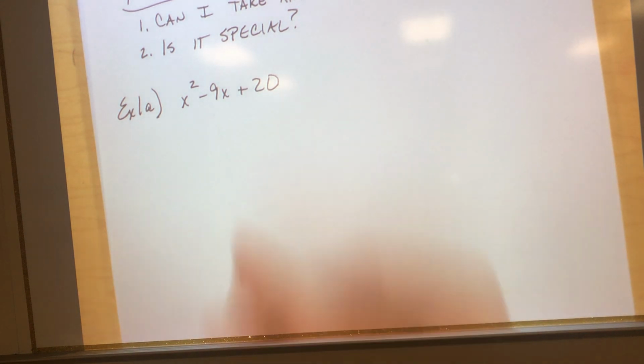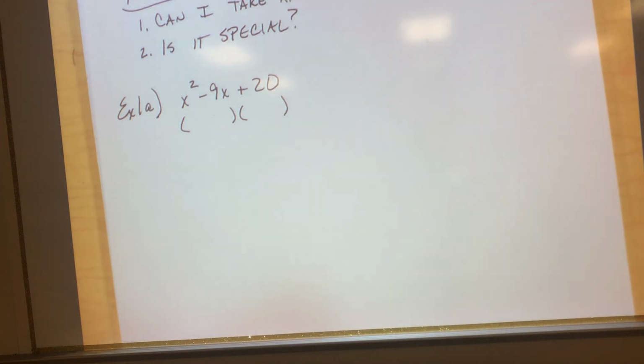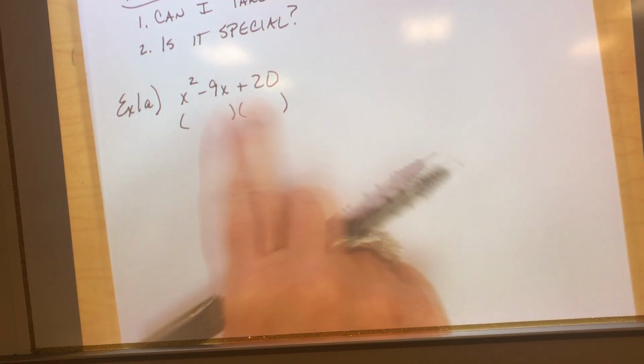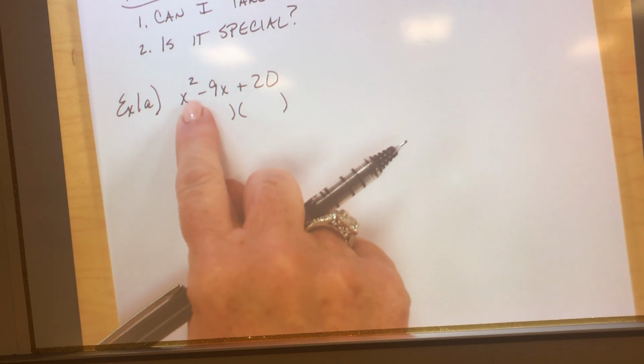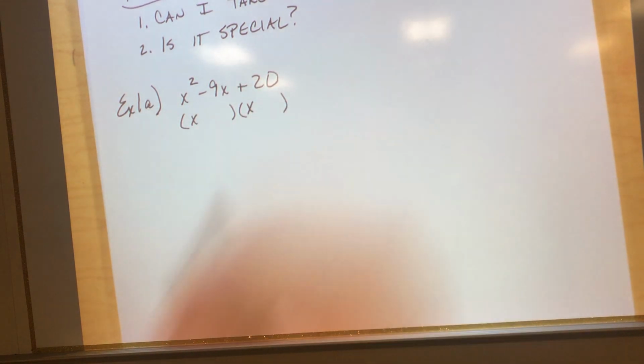Now, that means we're going to factor this into the product of 2 binomials. So I'll have 2 terms in this parentheses and 2 terms in this parentheses. That's why we call them binomials. What does x squared factor into? x and x, right?